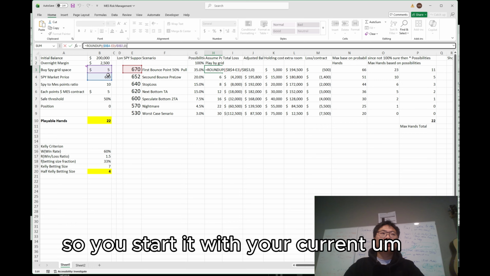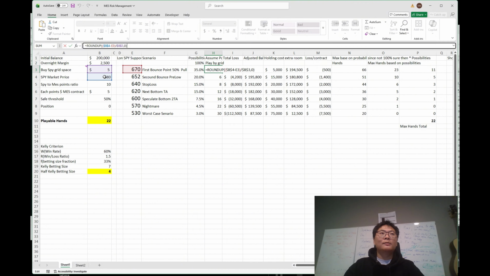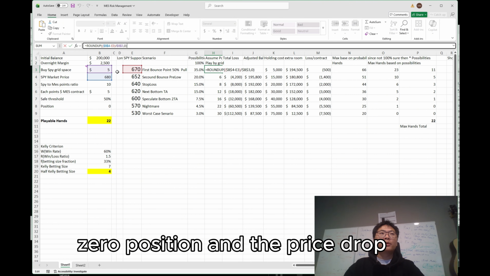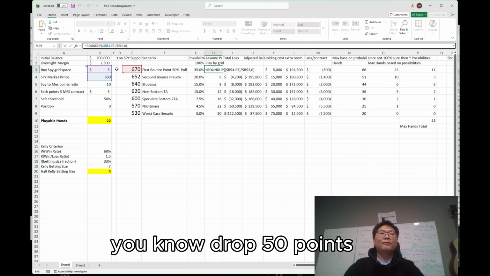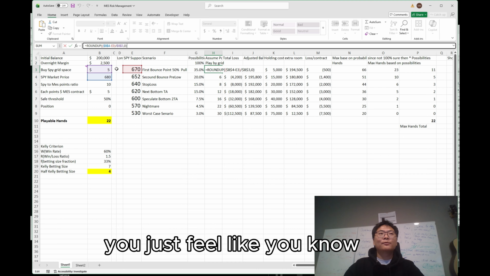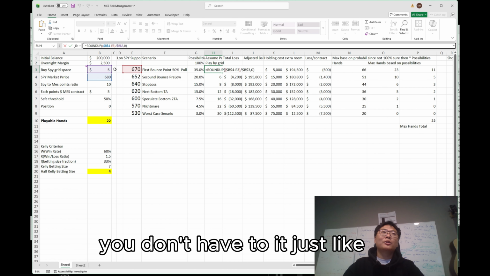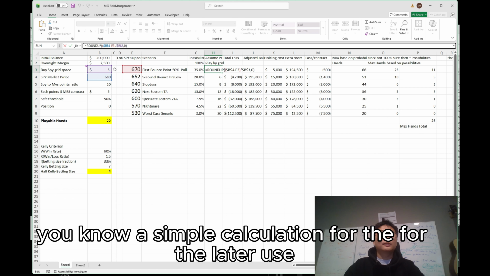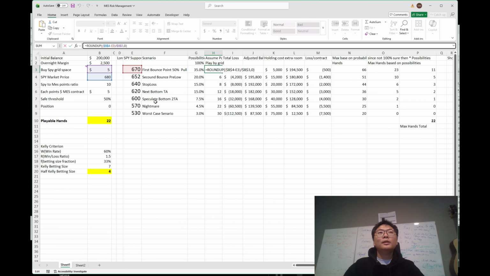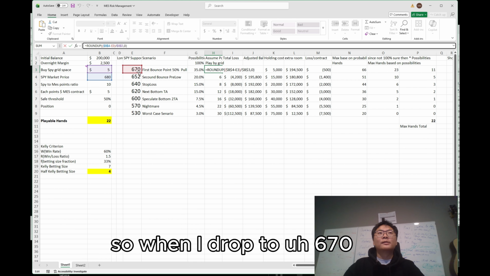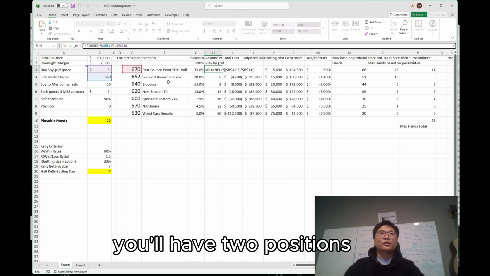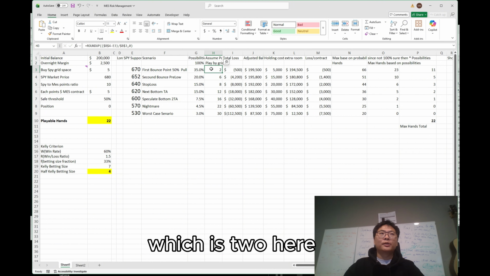So you started with your current 0 positions, and the price drops 10 points. You feel like you buy a long, it's probably going to bounce back. You don't have to. It's just a simple calculation for later use. So when it drops to 670, you'll have 2 positions, which is 2 here.